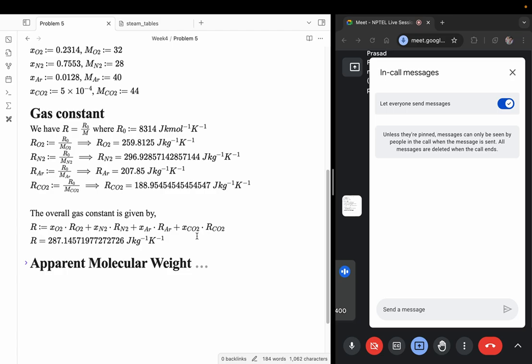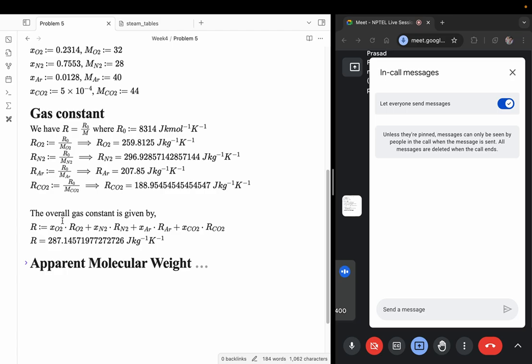Weightage is based on the mass fractions. Again, coming back to here, R is in terms of joule per kg per Kelvin. Since it is in this particular unit, I am doing this weightage with respect to mass fractions. If however you were directly using the universal gas constant, then you would be using the mole fractions.